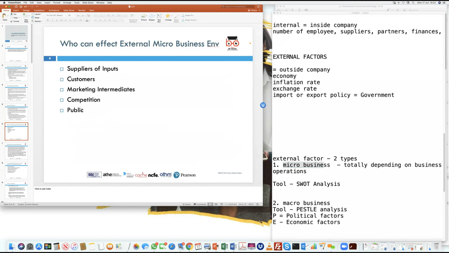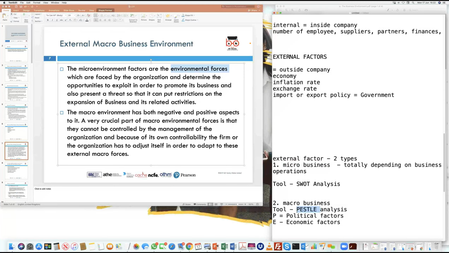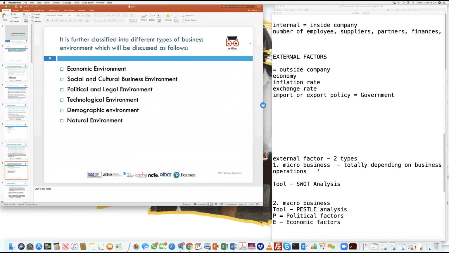When we look at micro factors, they could be things like your suppliers, your customers, your marketing intermediaries, competition, and even the public. And when we look at external macro business factors, we are talking about environmental factors. Environmental factors could be PESTLE. That means P for political, E for economic, S for socio-cultural, T for technological, L for legal, and E for environmental factors.